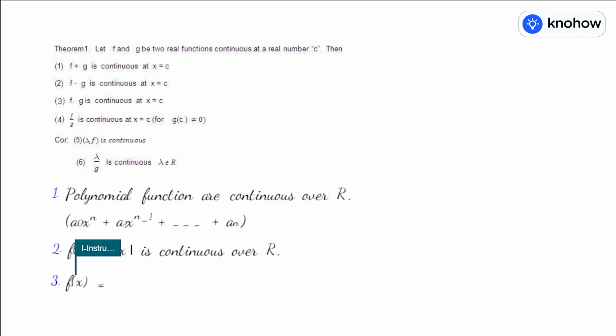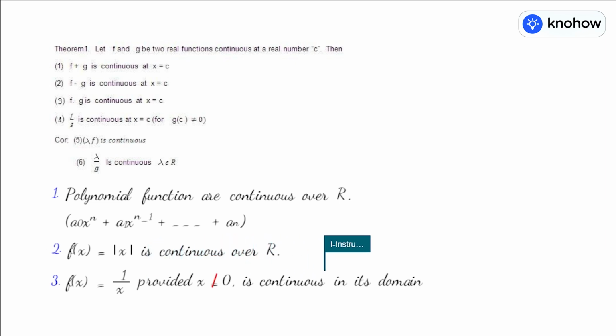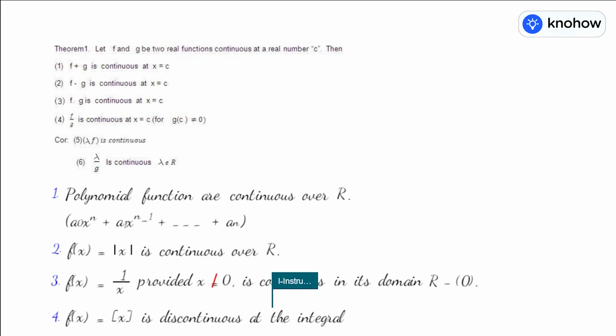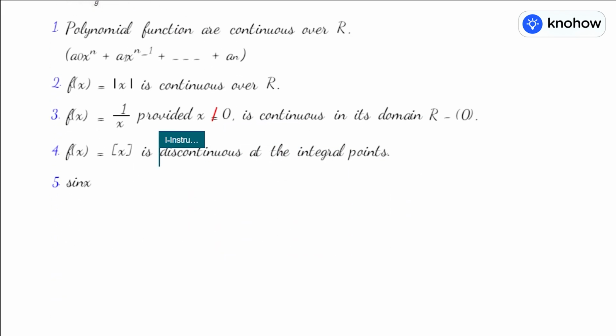Number 3, f(x) equals 1 by x, provided x not equal to 0, is continuous in its domain. What is the domain? R minus 0. Number 4, f(x) equals the greatest integer function of x, you know it has its definition, is discontinuous at the integral points. Number 5, sin x and cos x are continuous over R, and likewise you may write the continuity results for a few more standard functions.